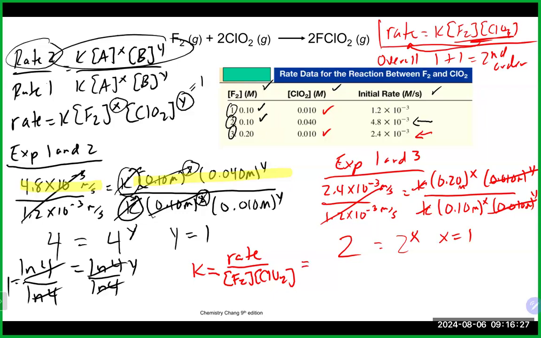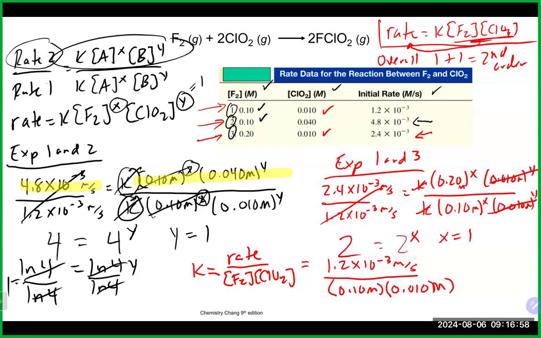Where do we find this information? You could go back to your table and choose any entry you like. You could choose number 1, number 2, or number 3. You just can't mix and match. You have to choose one and use them all. So I'm going to use the first entry, which means the first rate is 1.2 times 10 to the minus 3 molar seconds, divided by the concentration of my first reactant and the concentration of my second reactant.